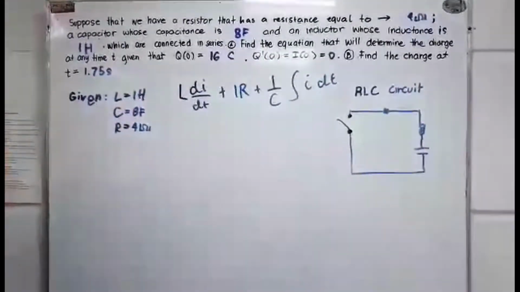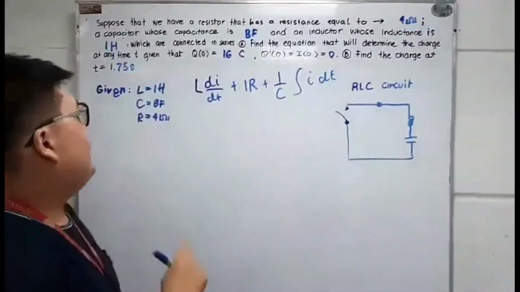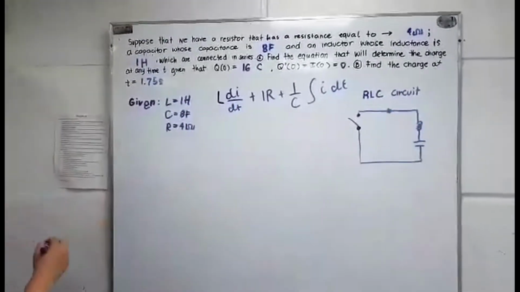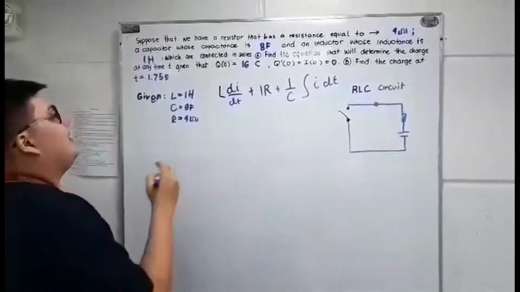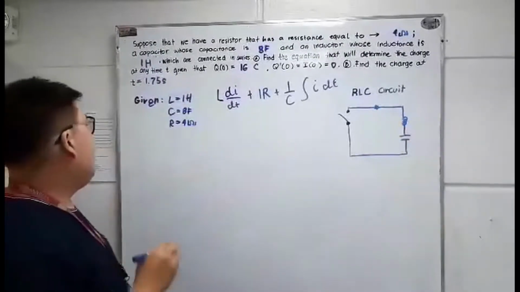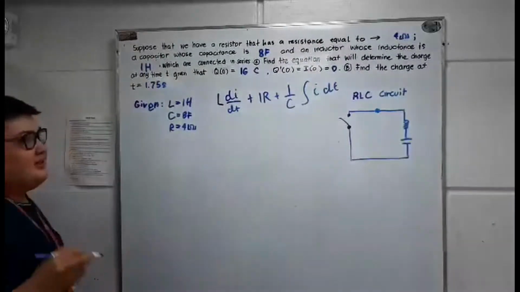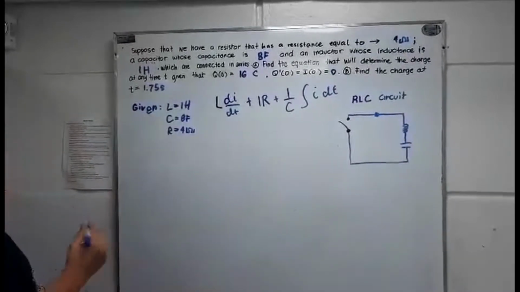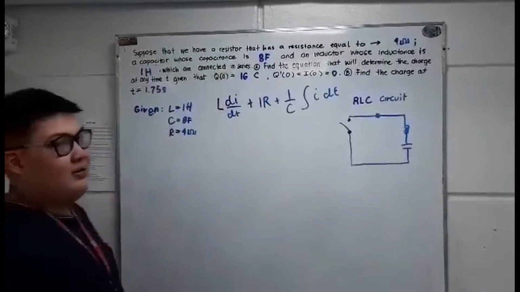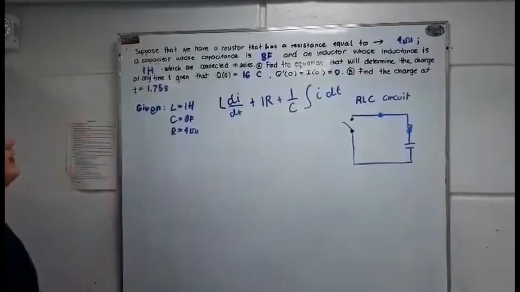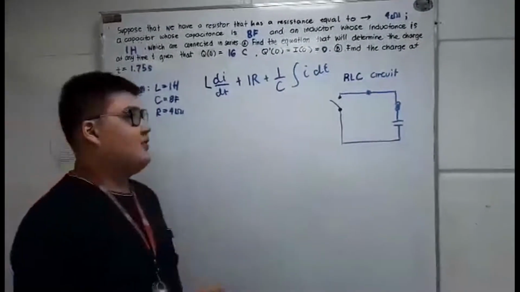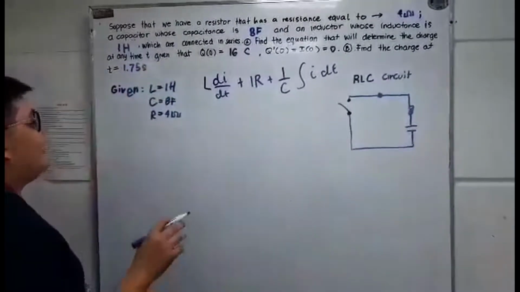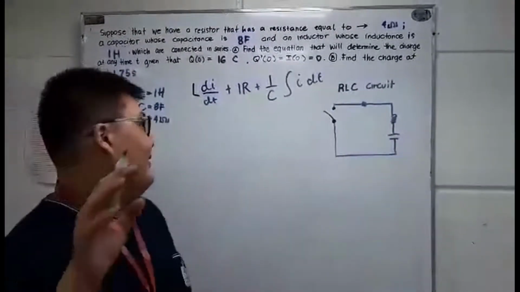So in this problem, we have a resistor with a resistance of 4 ohms, a capacitor whose capacitance is 8 farads, and an inductor whose inductance is 1 Henry, which are connected in series. We should find the equation that will determine the charge at any time t, given that Q of 0 is 16 coulombs and the initial conditions are both equal to 0. And lastly, we have to find the charge at time equals 1.75.